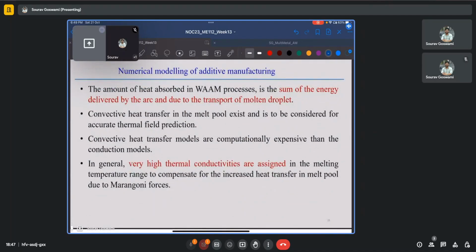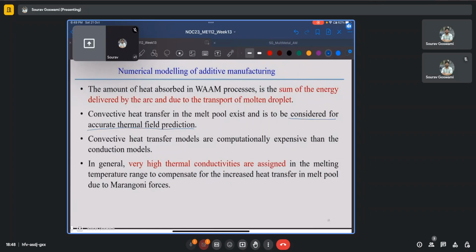Again, some of the other considerations are shown here. The amount of heat absorbed by the system is not only the heat transferred by the energy source, the substrate or the pre-built layers, but also the energy that the molten pool, that is the molten droplets or the molten material, carries to the surface. And of course, within the melt pool we have convective heat transfer, and it should be considered for accurate thermal field predictions. As we discussed, the workaround is that you choose a sufficiently high value for the conductive heat transfer coefficient, and then you account for the convective heat transfer as well, without really going into the complications of the fluid flow.